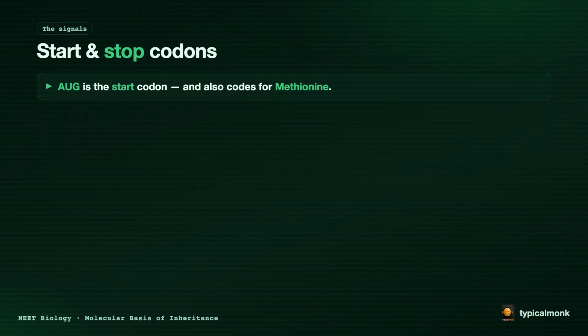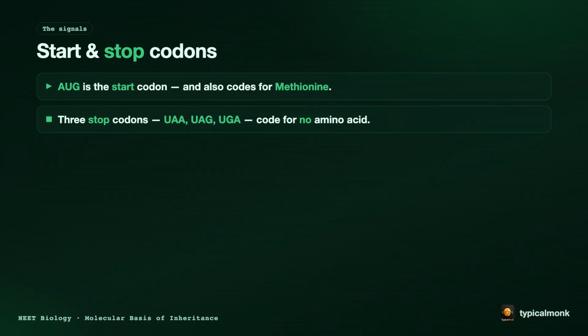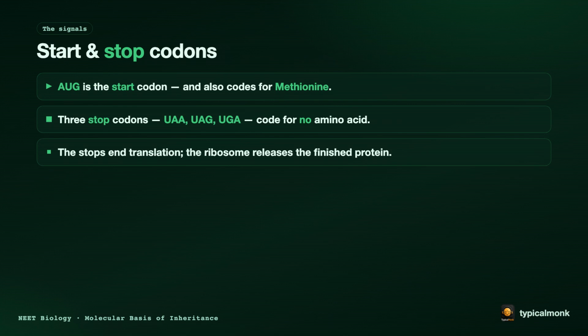Now, the signals, the start and stop codons. AUG is the start codon, and it also codes for methionine. 3 stop codons, UAA, UAG, UGA, code for no amino acid. The stops end translation. The ribosome releases the finished protein.